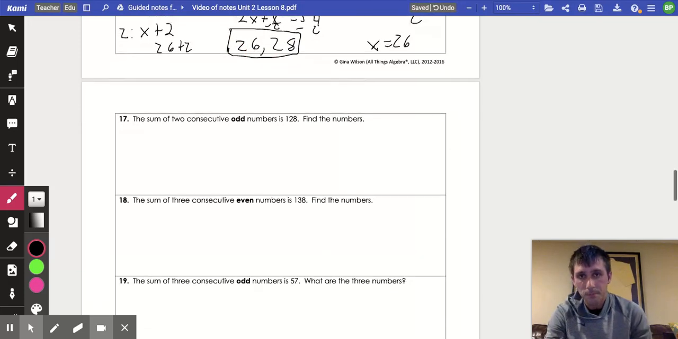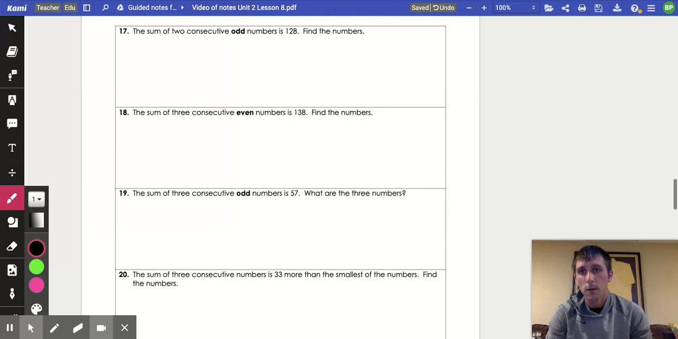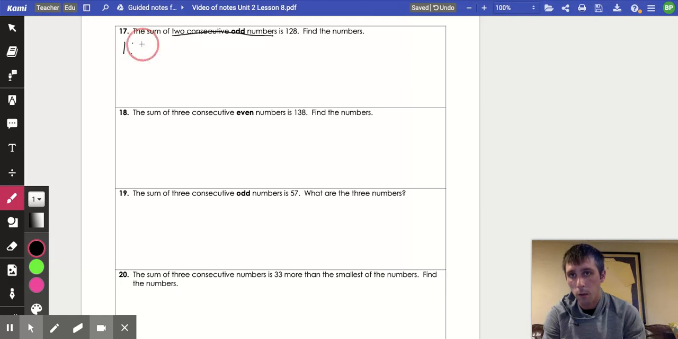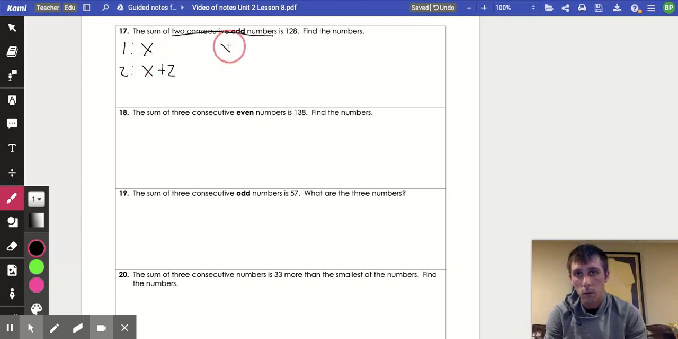Excuse me. Number 17. Find the sum of two consecutive odd numbers. Now we're dealing with odd numbers. Still the same thing. So what do we represent our first number with? X. What do you represent the next odd with? X plus 2. You just add 2 to get to the next odd number. So x plus x plus 2 equals 128. X and x is 2x plus 2, 128.